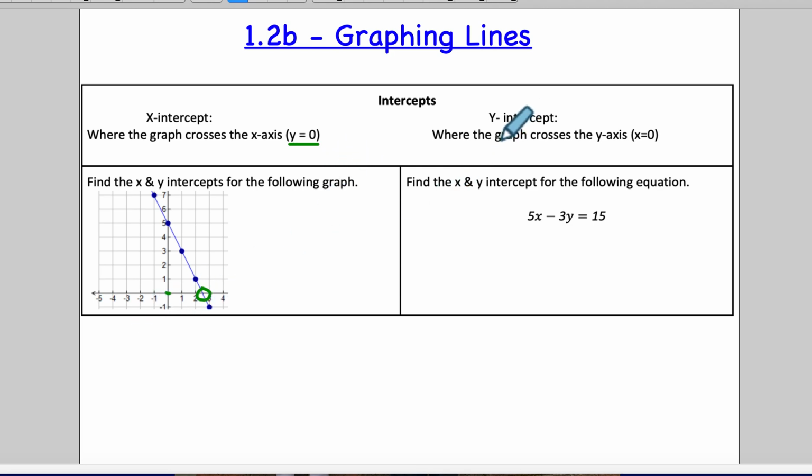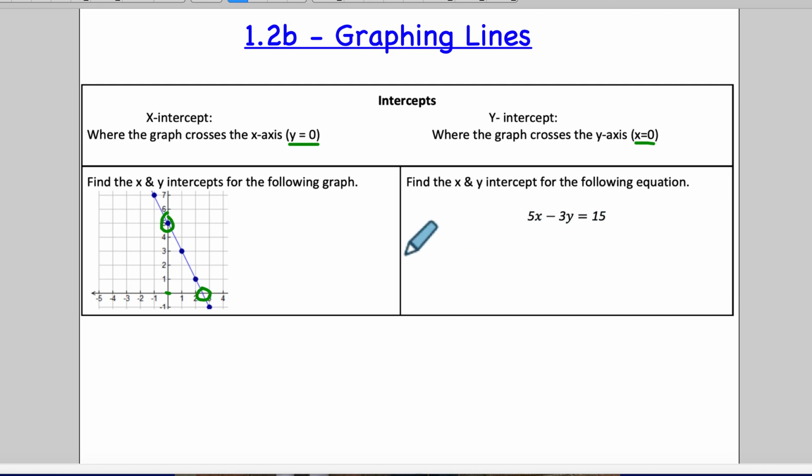A y-intercept is going to be where it crosses the y-axis. So in this case, our y-intercept would be 5. And also you can see that that's where your x value equals 0, right? So your x value is 0 if it's a y-intercept, and your y value is 0 if it's an x-intercept, right? You might think x-intercept, x equals 0. It's not, it's the opposite, right?